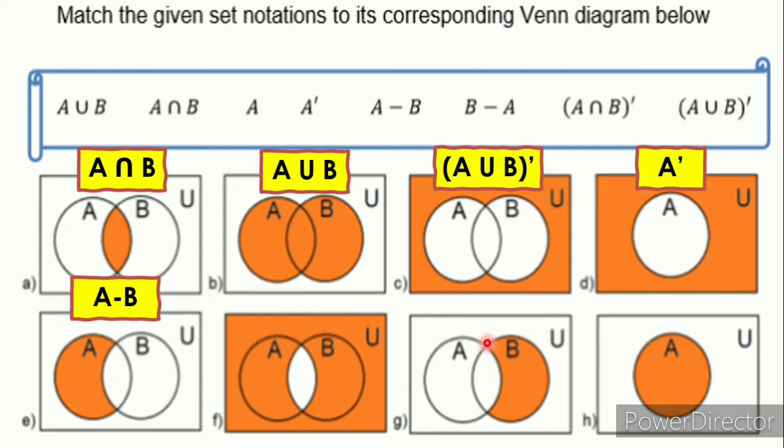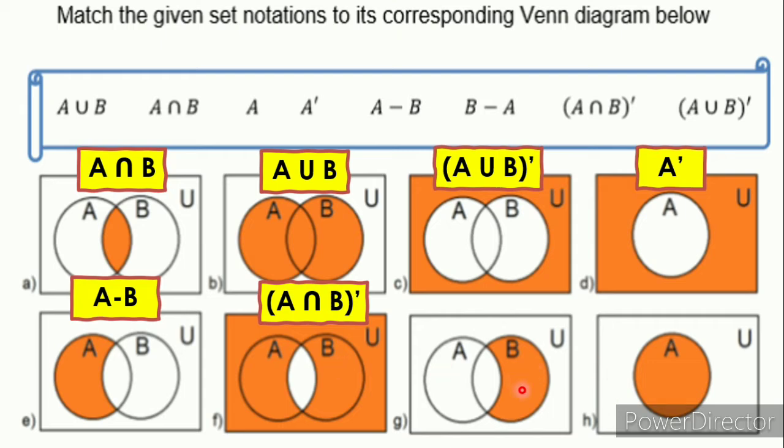Okay, next, let's have letter F. In this Venn diagram, we have set A and set B in the universal set. As you can see, the only part of this Venn diagram that is not shaded is in the middle of the set A and set B. So it means this is the complement of the intersection of set A and set B.